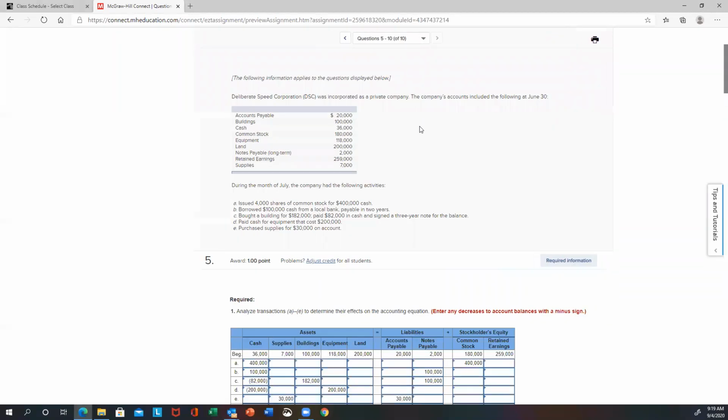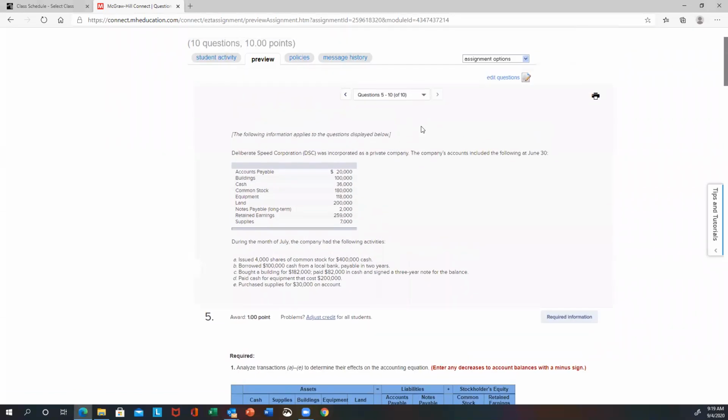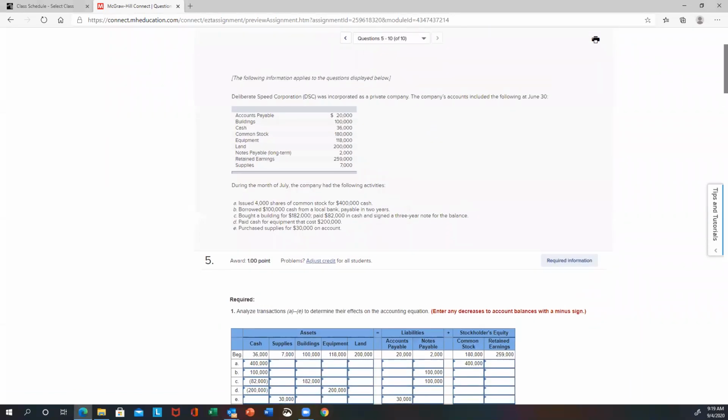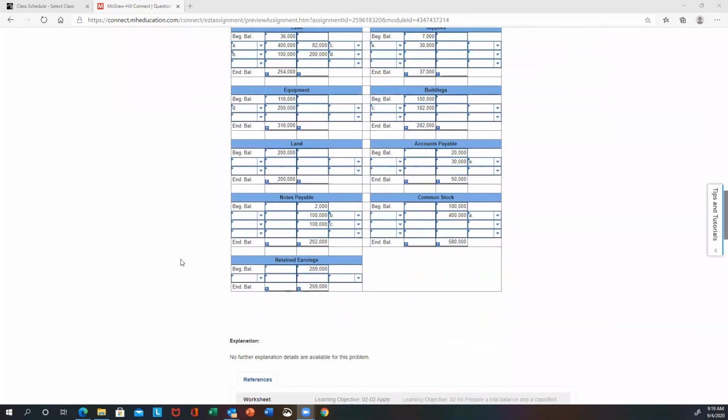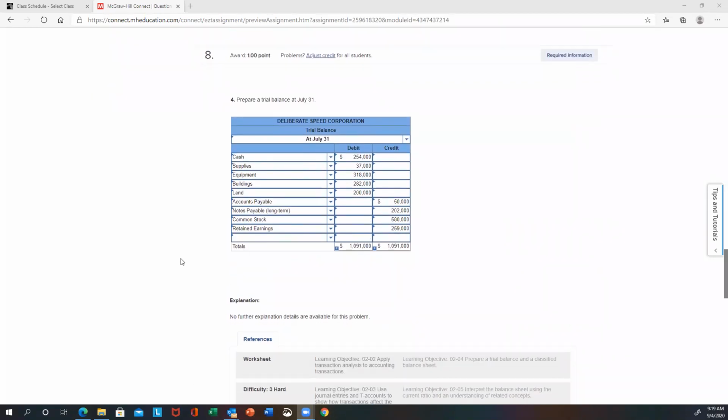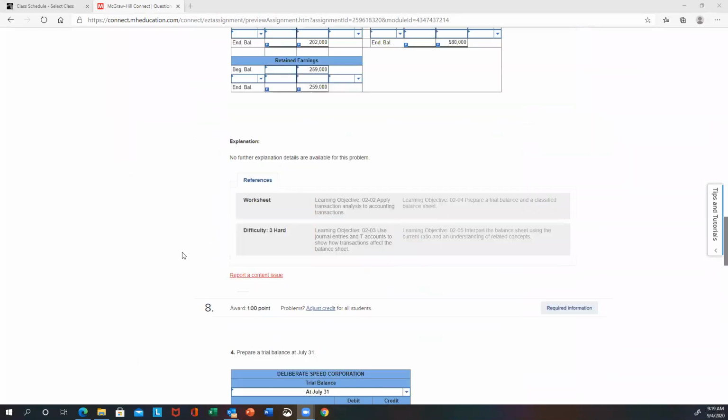All right, so on this one, they want you to do a few things. Notice we've got some beginning balances. It looks like we've got some transactions during the month of July. So they want us to go through, we'll take a look real quick at the accounting equation. Then we'll look at the journal entries, and then they want us to look at the ledger. And then of course, trial balance, and then they want us to look at the balance sheet.